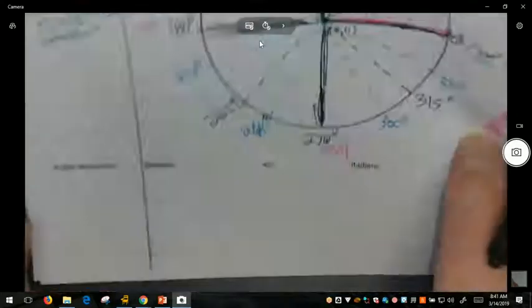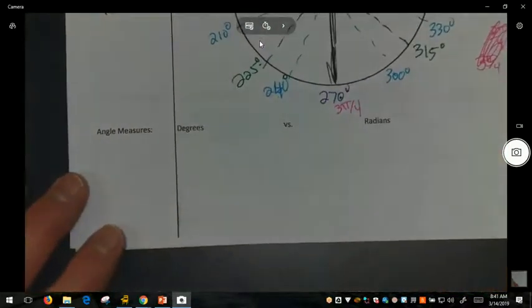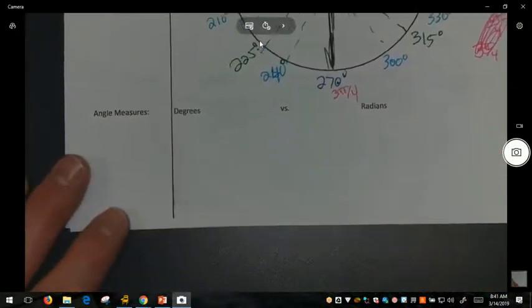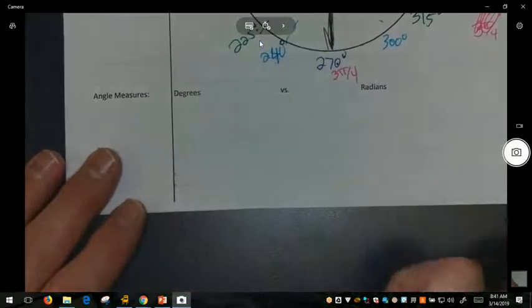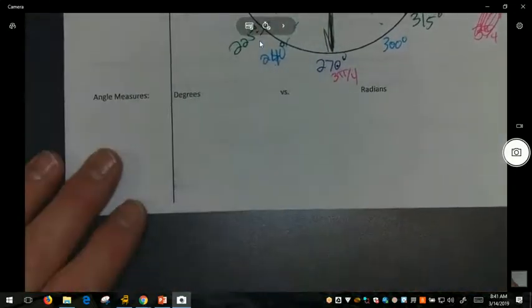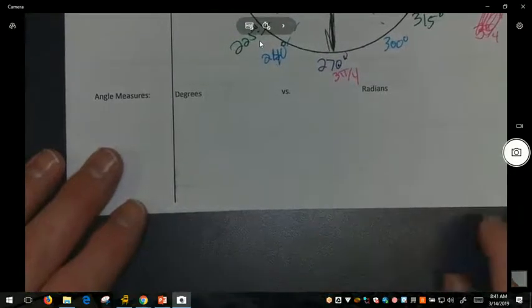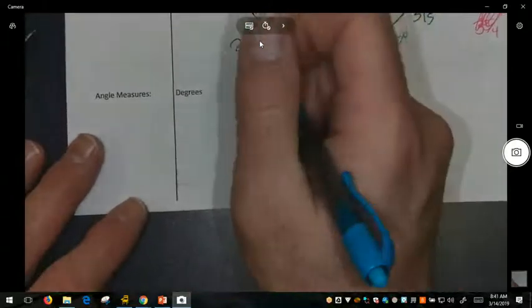There are multiple ways to measure angles. Three of them are degrees, radians, and gradient. You should have discussed gradient a little bit in geometry with some application problems. If you're ever driving out west, they'll often give you the gradient or the grade of the road. If it's very steep, they'll tell you the percentage, the percent grade.